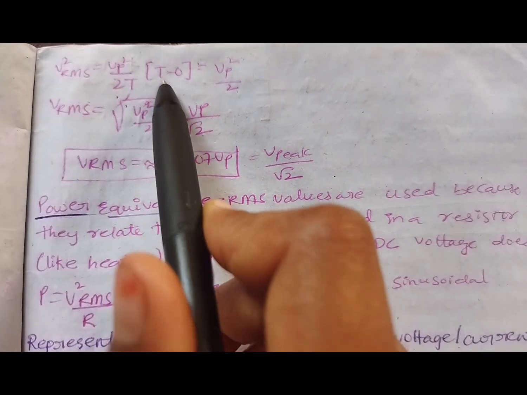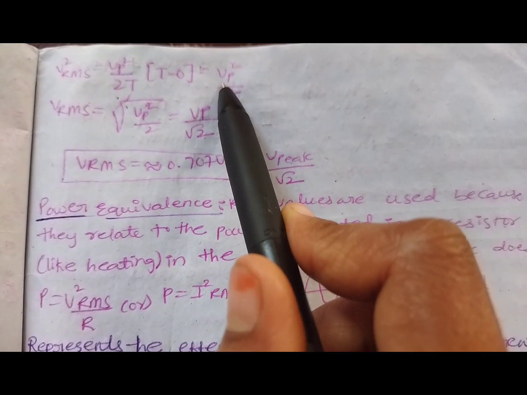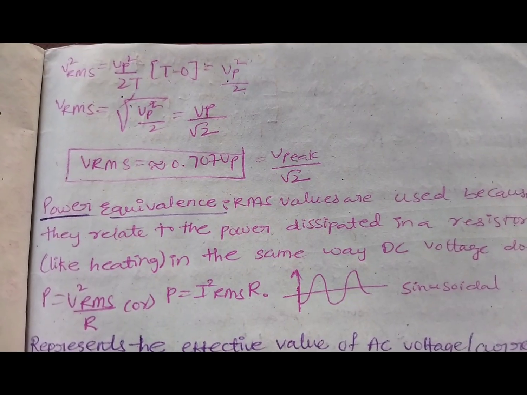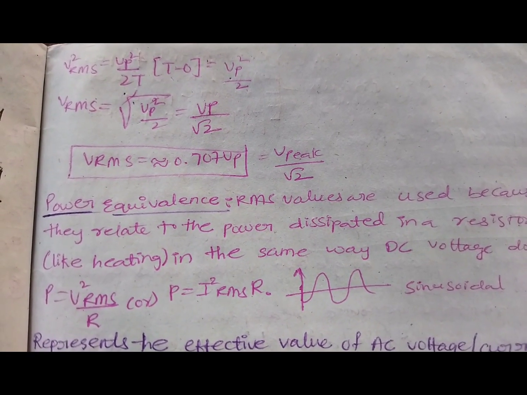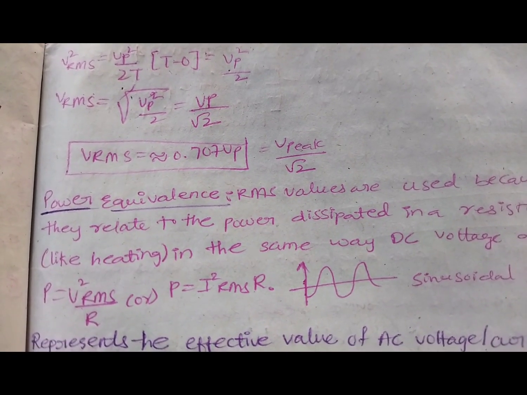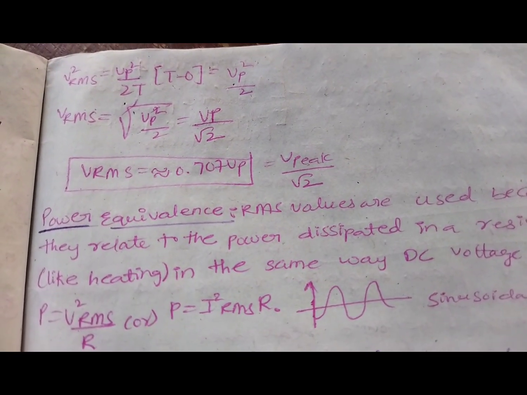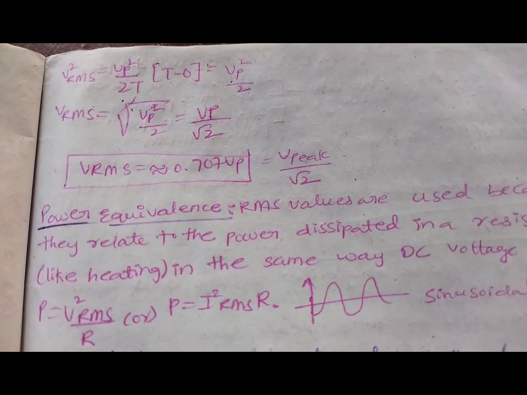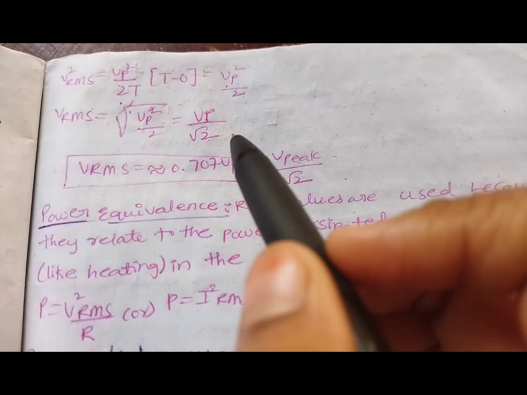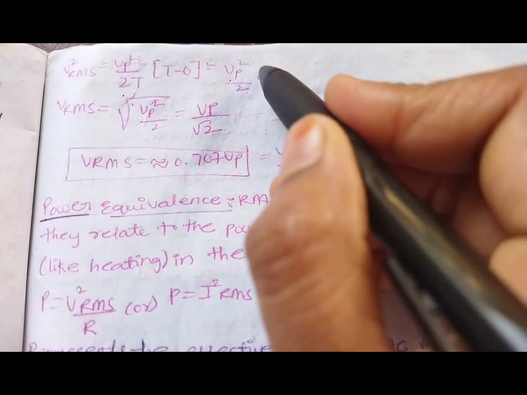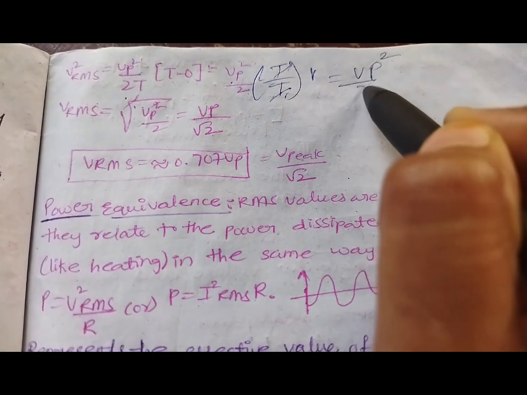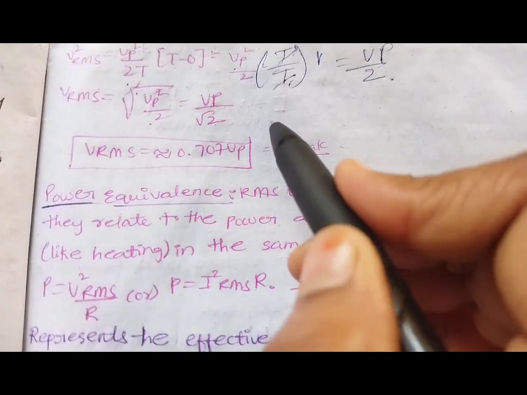Vp square by 2t into t minus 0 equals Vp square by 2. Applying the upper limit and lower limit: upper limit is t, lower limit is 0. Sin 0 is 0. Sin of 2 omega t is replaced with t, it gives us 0 minus t. Here t will be cancelled. Multiply and divide t by t, it gives 1. Then we got Vp square by 2. Here we are going to find VRMS.